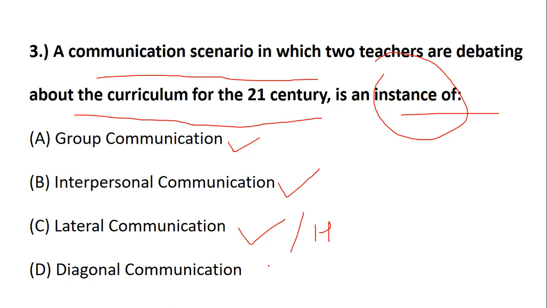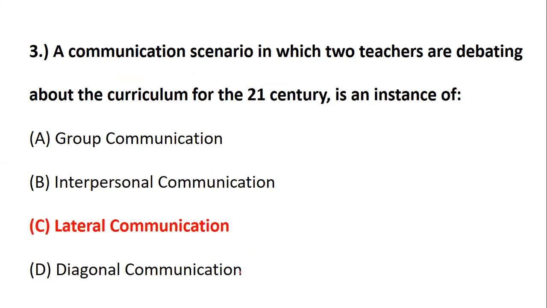When I say communication scenario in two teachers, two teachers are debating about the curriculum. They have not specified which teachers, they've just said two teachers, and they are debating on the curriculum in the 21st century. So which of the options given below becomes an example of this instance? Here it is two teachers. That's the reason I specified very clearly. They have not given it as a senior teacher, junior teacher, or different department. Just two teachers. It means both of them are in the same category. So such communication will be called horizontal.